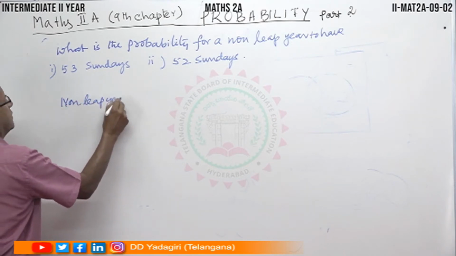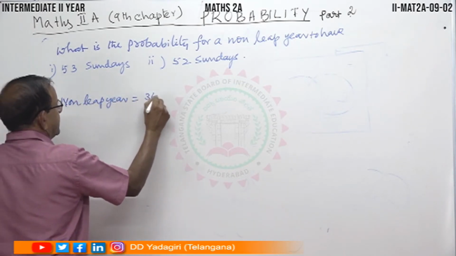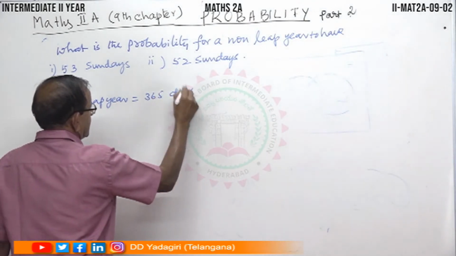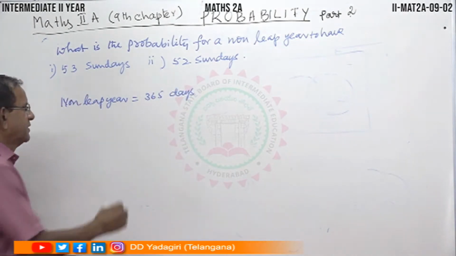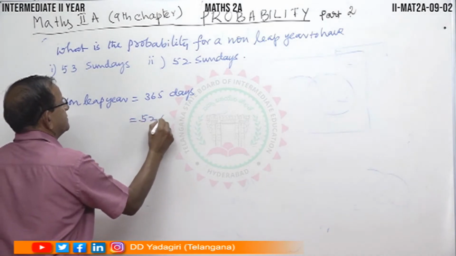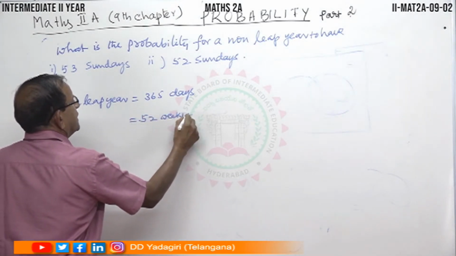A non-leap year is equal to 365 days. That is 52 completed weeks plus 1 day.